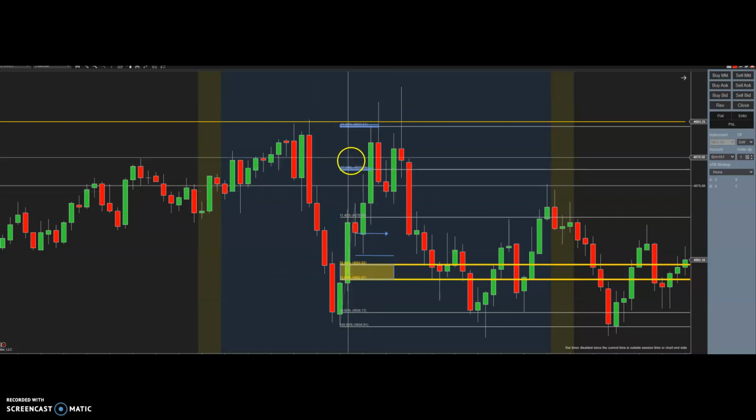So I just wanted to do a market breakdown of how I use the Fibonacci tools, okay, and what levels are most important to me, and when to apply it, how to enter, where to put my stop loss in.